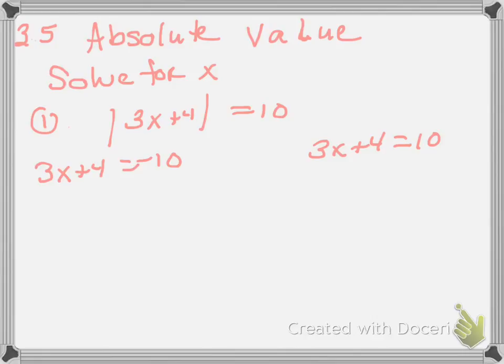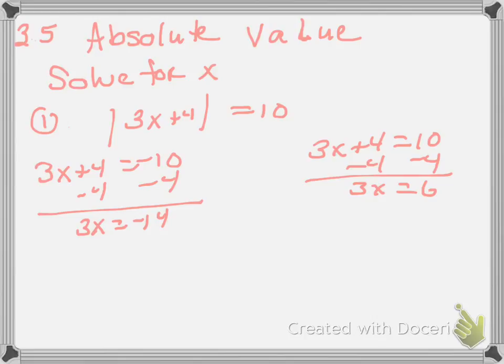Okay, so here I'm just going to solve for x. I'm going to subtract 4 everywhere. So I get 3x is equal to negative 14, and here I get 3x is equal to 6. Now I'm going to divide by 3 everywhere. And here I get x is equal to negative 14 divided by 3, and here I get x is equal to 2. Okay, that's how we solve for x.